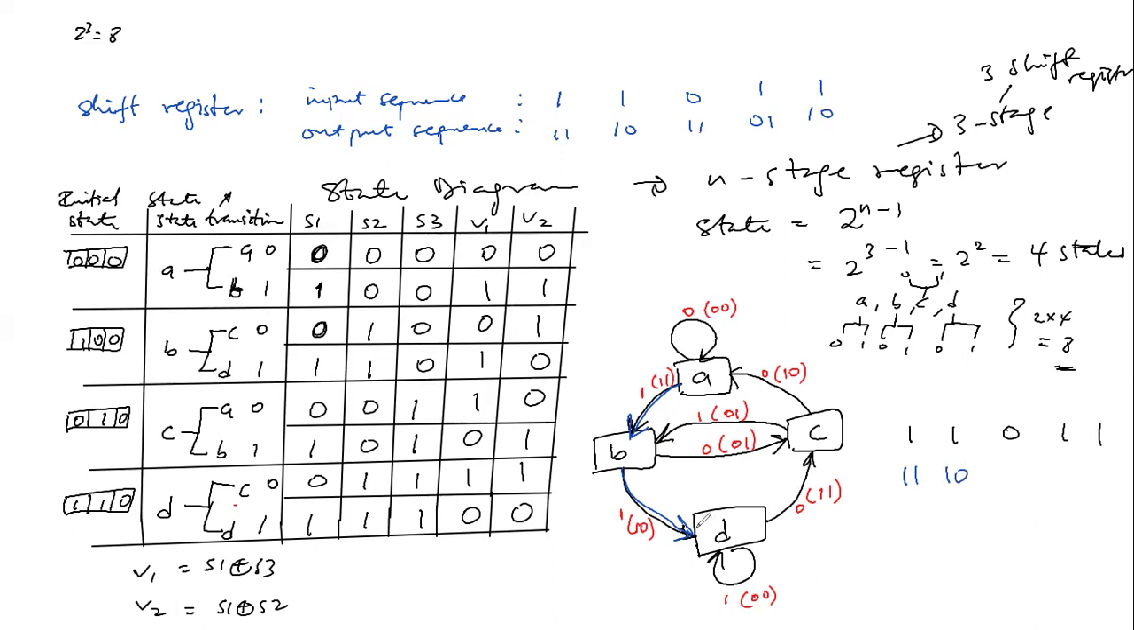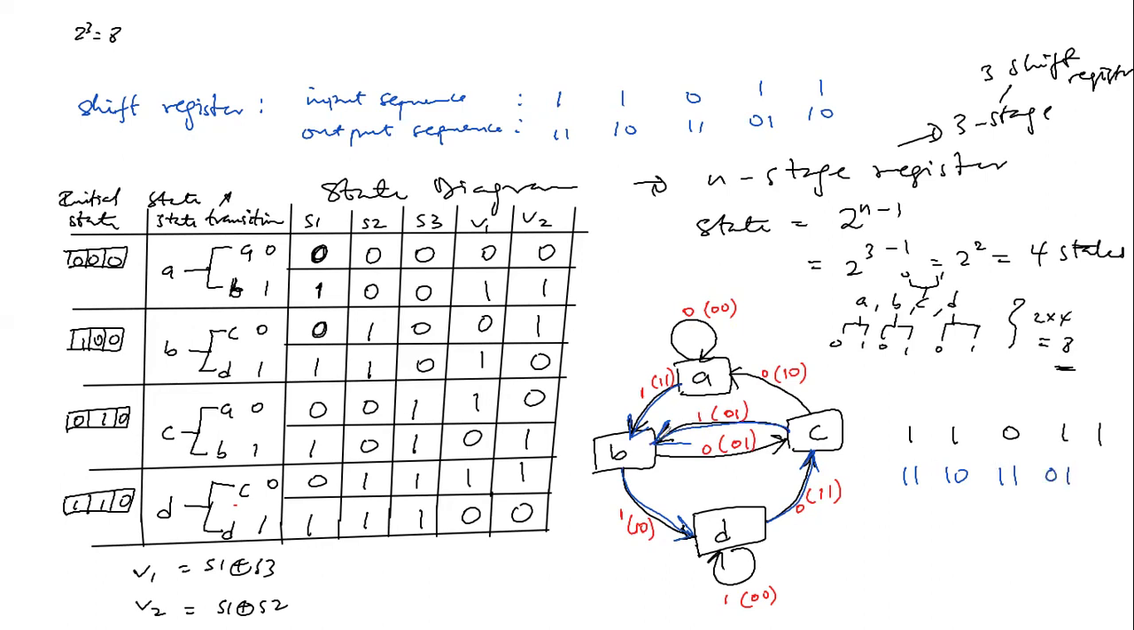And from D, 0 is emitted. So if 1 was emitted, we are moving from D to D. Since 0 is emitted, we are moving to C, right? And the output is 1, 1. And then from C, 1 is emitted. If 0 was emitted, we would go back to A, but since 1 is emitted, we are moving back to B. And that is 0, 1.